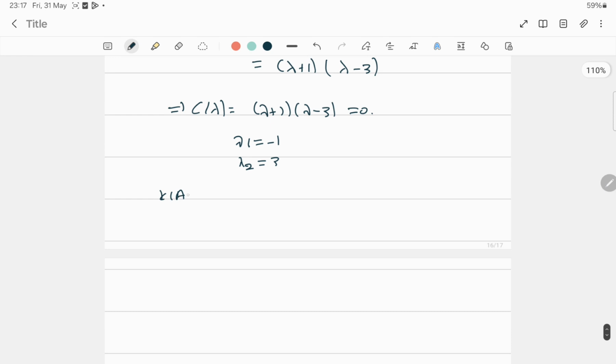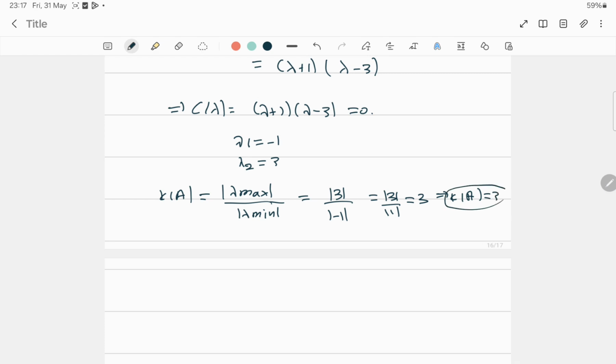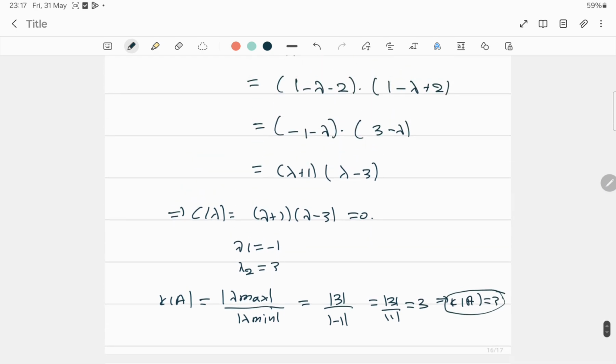The condition number is lambda max over lambda min in absolute value. So the lambda max is 3 in absolute value and minus 1. So the condition number is 3. Using the eigenvalues, finding the eigenvalues and using the eigenvalue approach.